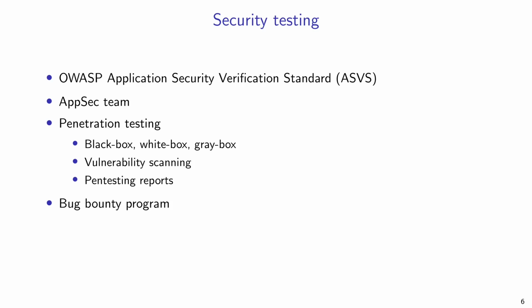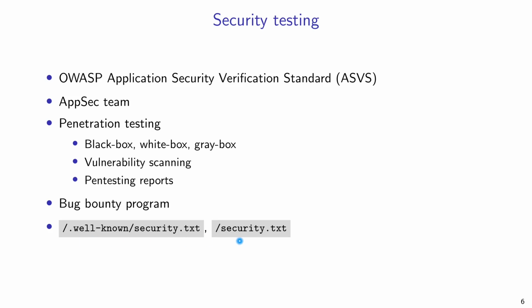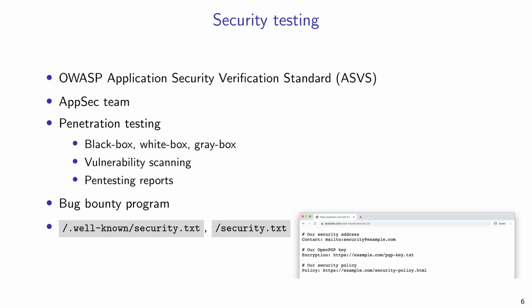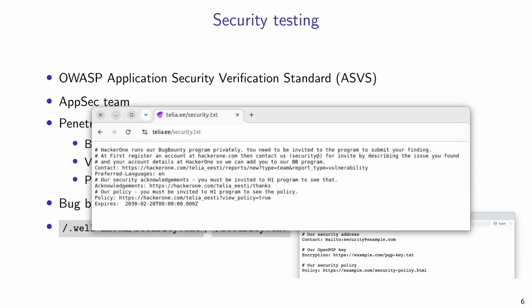And in this regard, it is also a good idea to publish a security.txt file on our website, either under the well-known directory or directly at the root. This file should contain contact information for reporting vulnerabilities and may optionally include some other information such as an encryption key that can be used or a link to our security policy or a vulnerability disclosure program if we have one. And as a real-world example, here is the security.txt file from the Telia telecommunications provider. As we can see, they participate in the HackerOne bug bounty program.